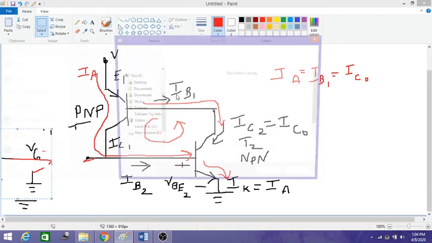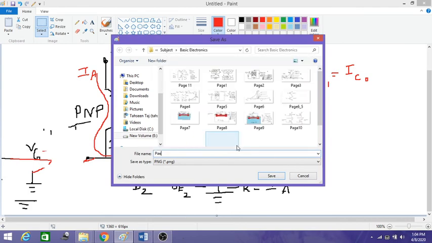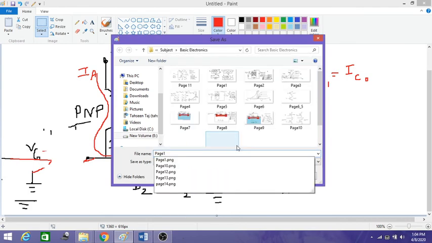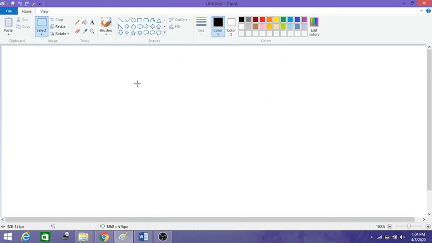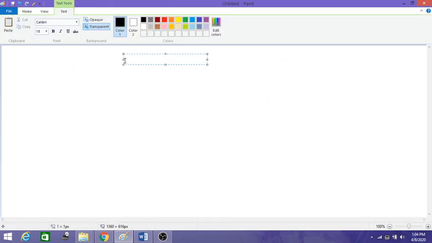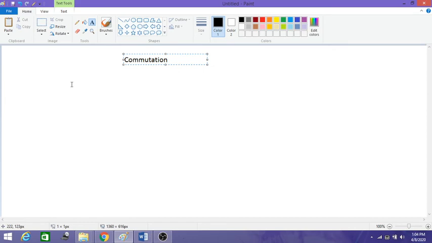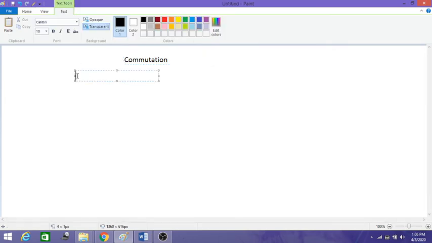So let me save this as page 15. So let me come back and make it new. So commutation process. There are two types of commutation. The first one is natural commutation, and the second one is forced commutation.